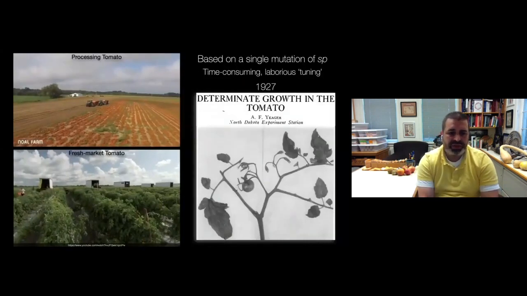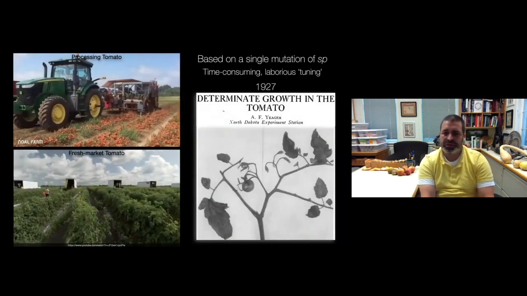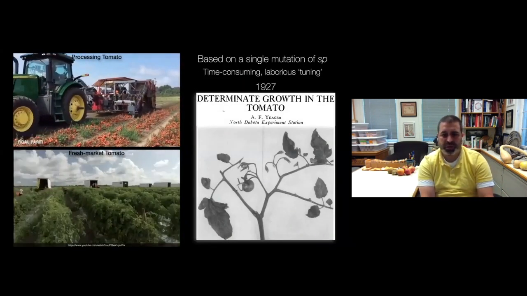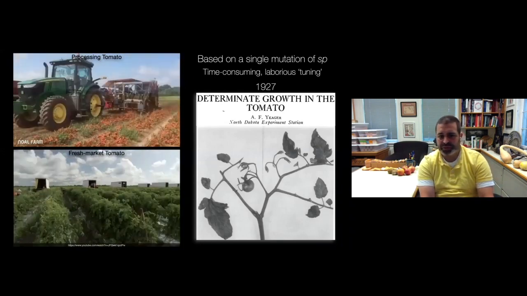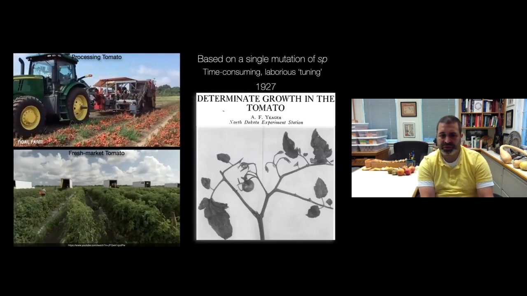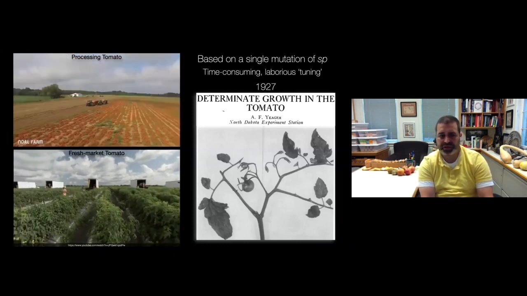Now, I want to tell you that this is not such a simple story. This mutation was discovered in 1927, and it was immediately recognized for its agronomic potential because of its compact architecture, which would facilitate harvesting and also high density growth.